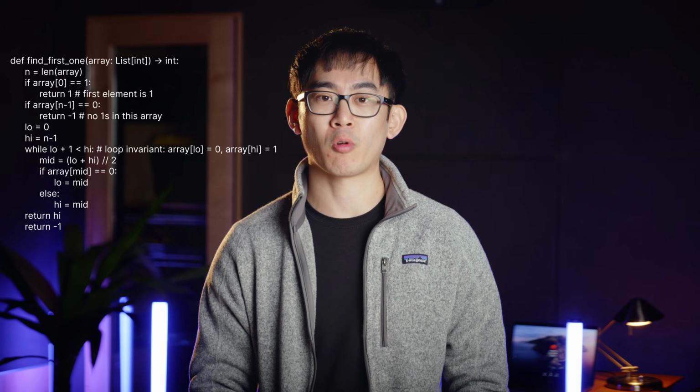We can start with 2 pointers called low and high, which represent the lowest and highest number that a possible answer could be. In this case, since the answer is always an index, we can set low to be 0 and high to be the length of the array - 1 initially. For this problem, we'll start off by letting the loop invariant be array of low to be 0 and array of high to be 1. This may not be the case initially, but we'll explicitly check these cases first.